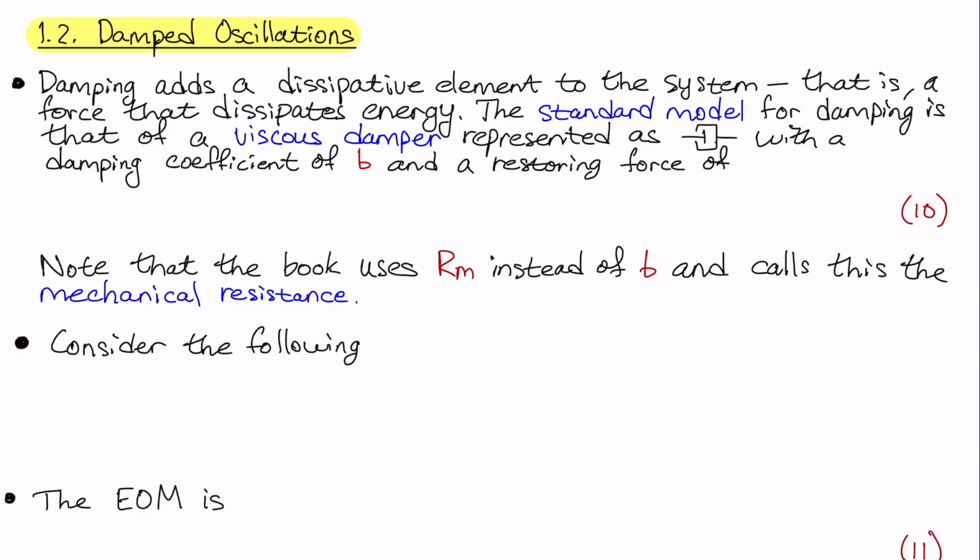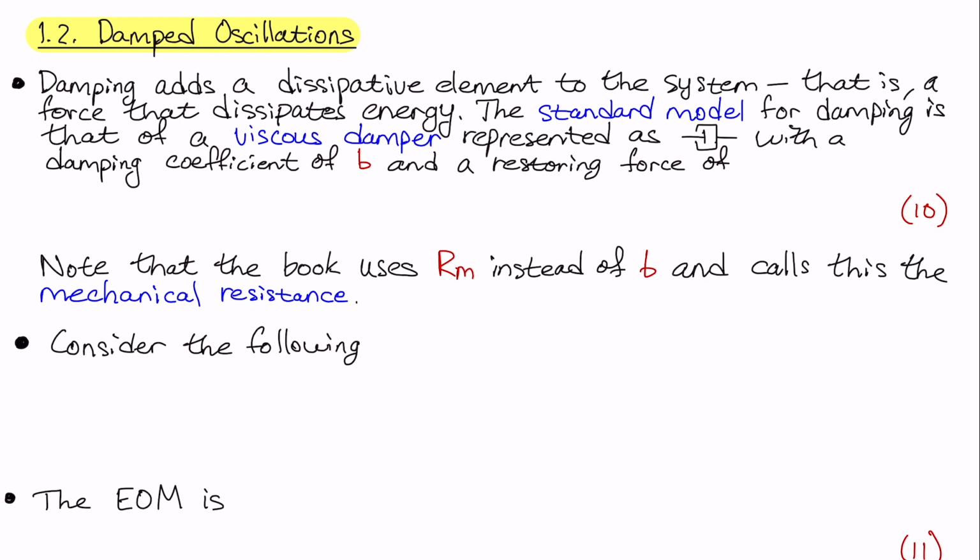416/816 Engineering Acoustics. In this lecture, we're going to continue in Chapter 1 and focus on what are known as damped oscillations. So we're specifically going to now look at what is known as damping. And damping adds a dissipative element to the system. And that means that there's some force acting on the system that is dissipating energy or removing energy from the system. And typically it's converting that energy into heat, although there might be some other mechanism as well.